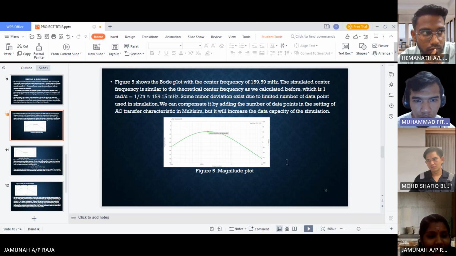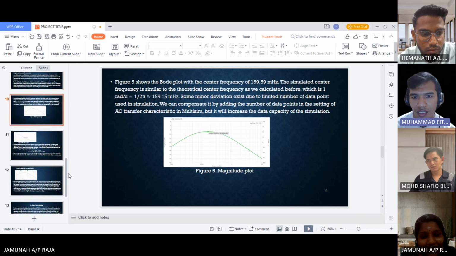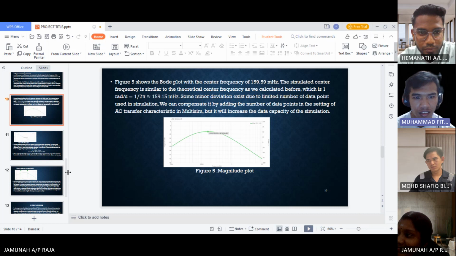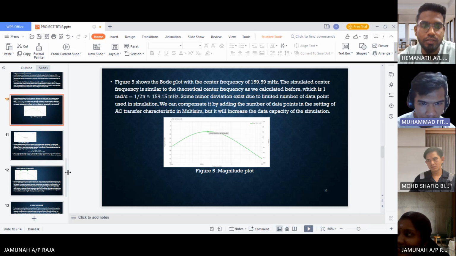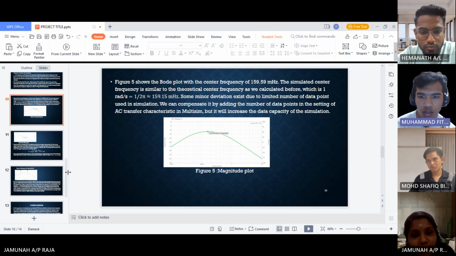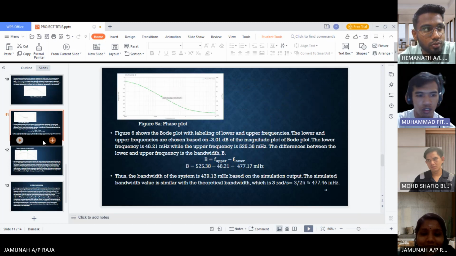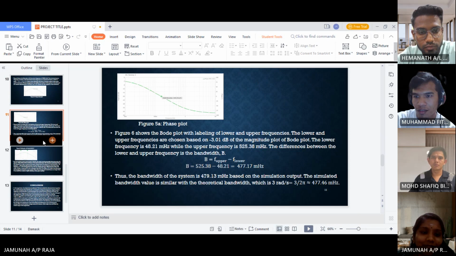We can improve this by editing the number of data points in the AC transfer characteristics setting in Multisim, but it will increase the data capacity of the simulation. That's all from me. Thank you.